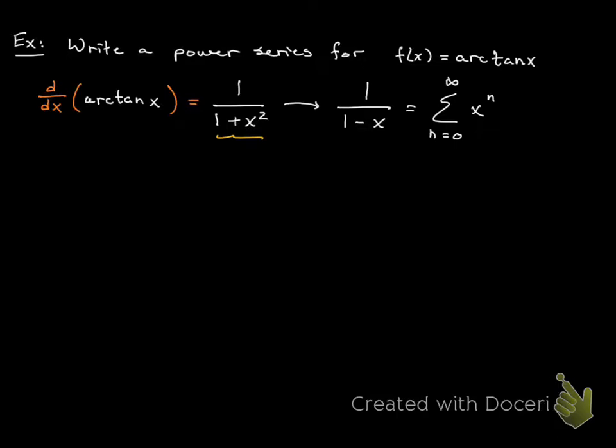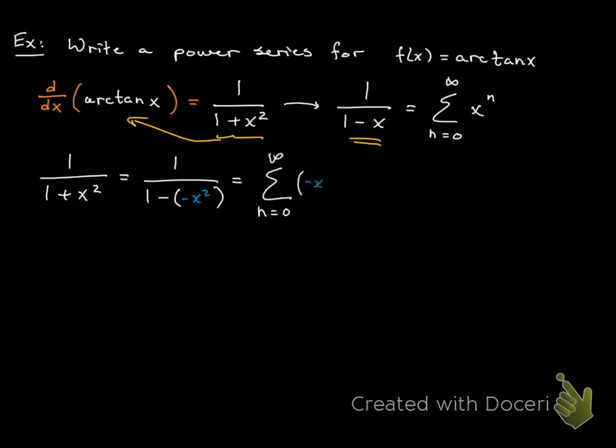And then to get a power series for arctan, all I have to do is undo the derivative. I have to integrate. I have to take an antiderivative. And that should be really straightforward. So I take 1 over 1 plus x squared, and I try to recreate this template here by moving around my denominator a little bit, 1 minus a negative x squared. And of course, that just goes right into my sum as minus x squared to the power n.